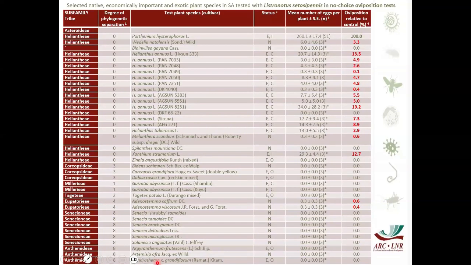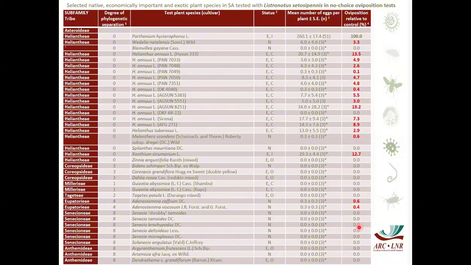I don't want to focus on much of the detail, but this is the table of the first round of testing of no-choice tests. What I'd like to show you are the number of eggs laid relative to the control, your control being your target weed, Parthenium. And you can see there, although there may have been a few eggs laid on them, they were very low in number relative to the control. However, they were still a concern.